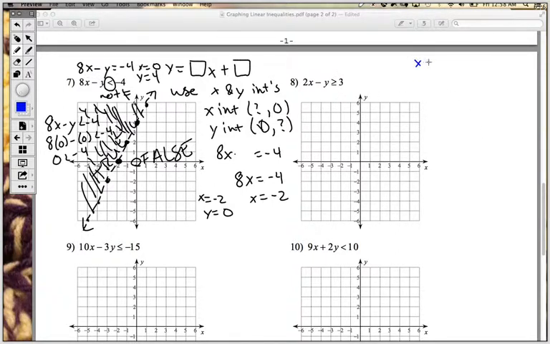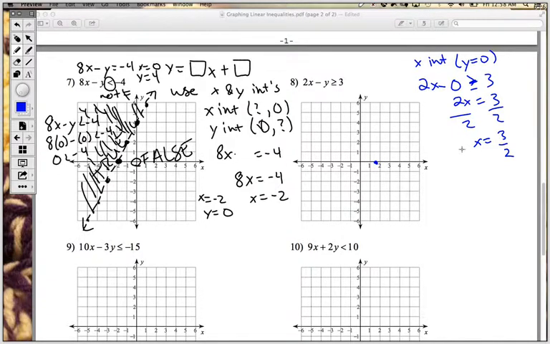Let's say I were to do the x-intercept. That means that y equals 0. So what would we have? That would be 2x minus 0, because y is 0 there, is greater than or equal to 3. Well, let's just look at the equal: 2x equals 3, because we're looking at the boundary line. Divide by 2, and you'd have x equals 3 halves. So x is 3 halves when y equals 0. That's at 1.5.